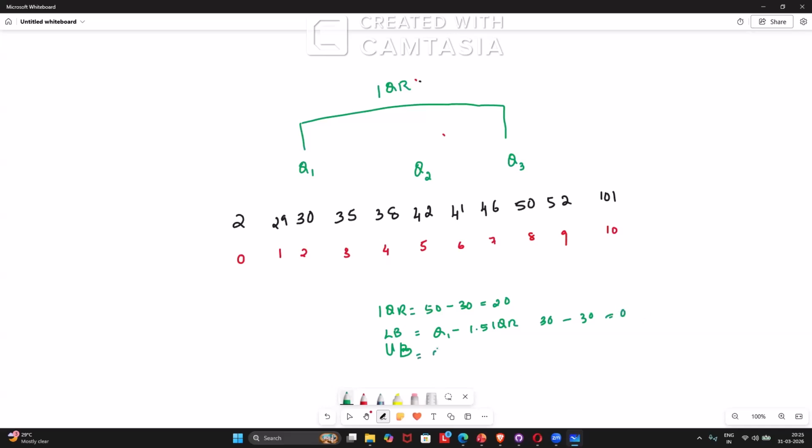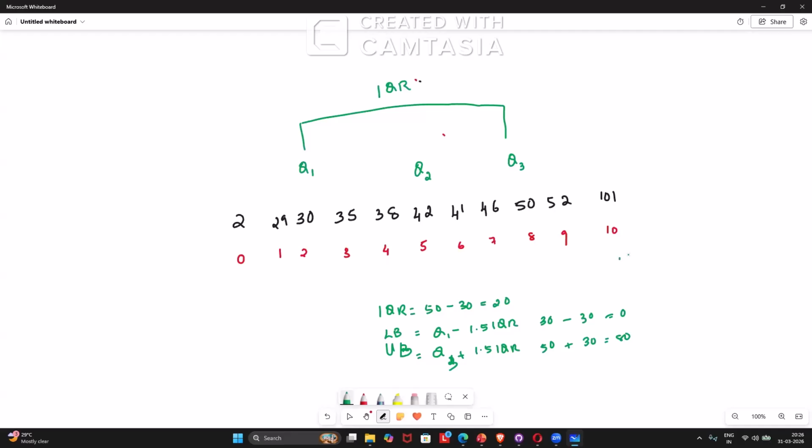And upper bound is Q3 plus 1.5 IQR. Q3 is 50 plus 30, that is 80, right? Not Q2, it is Q3.